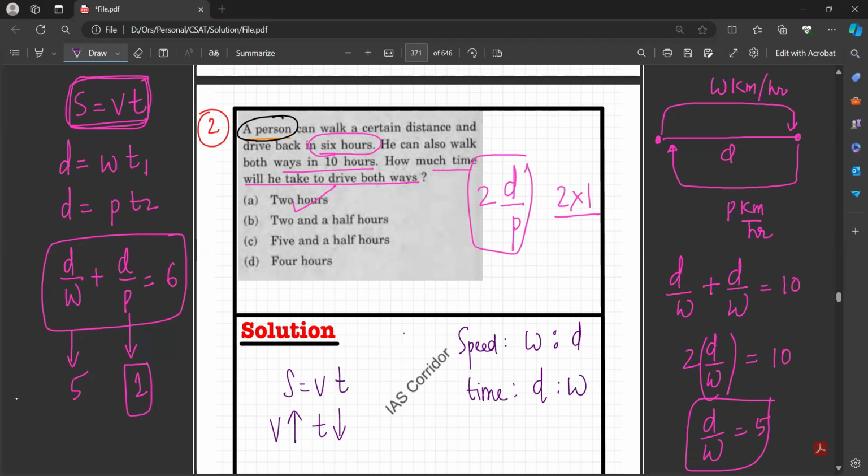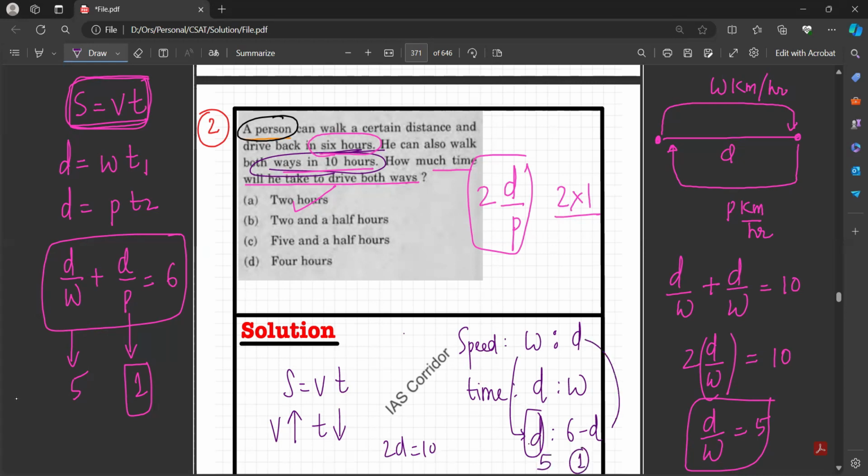Now it says that he can also walk both ways in total 6 hours. So if I take this as D, then this will become 6 minus D. He can walk both ways in 10 hours. This is the walking time. So 2D becomes 10 hours. So D becomes 5. If D becomes 5, this becomes 1.